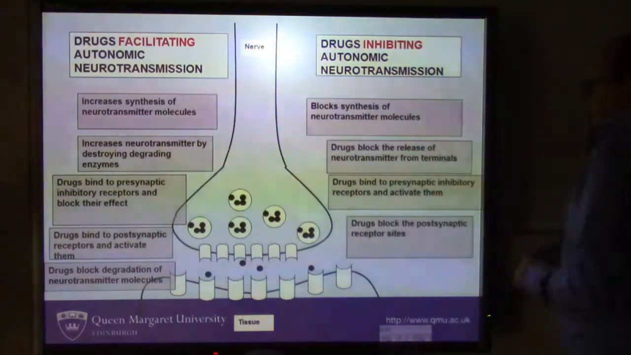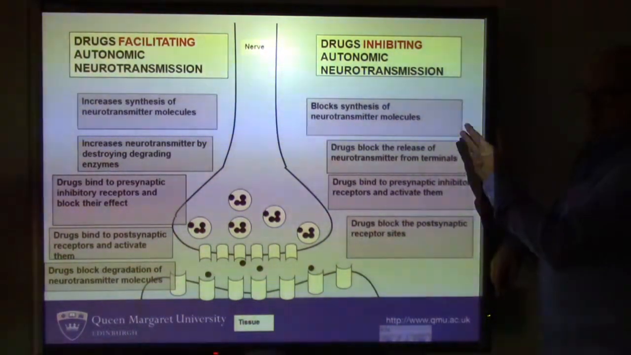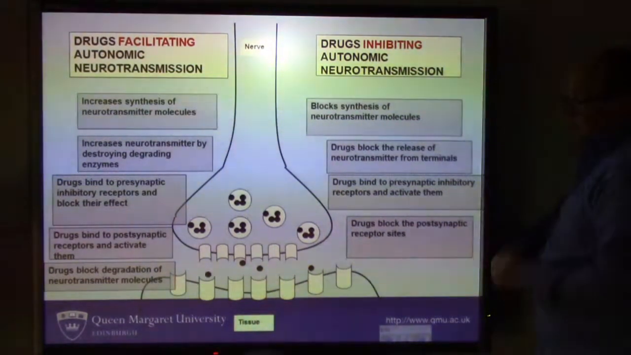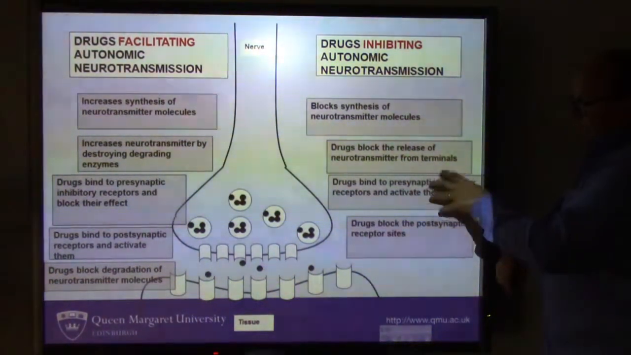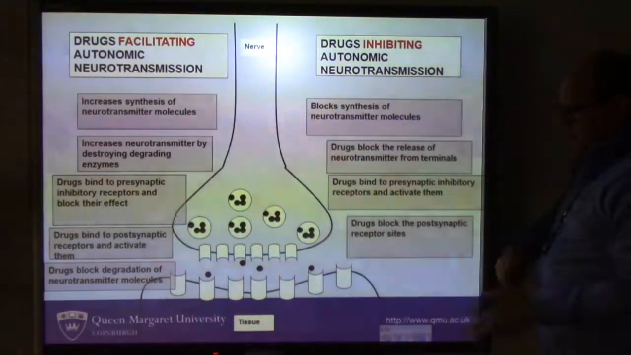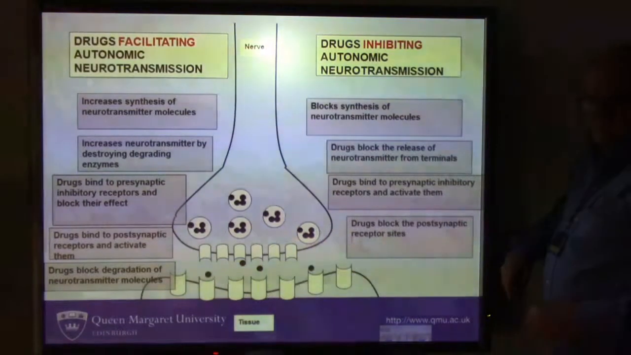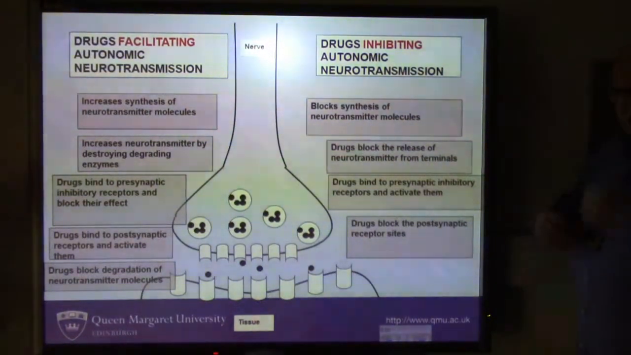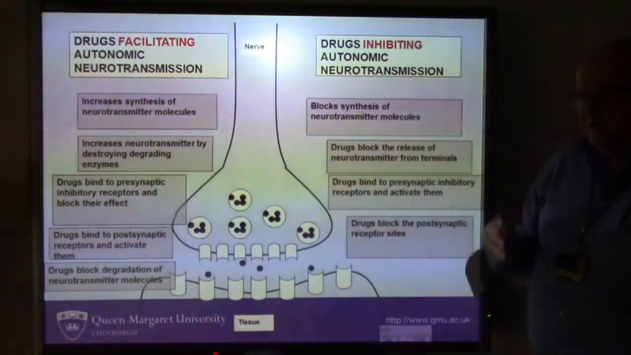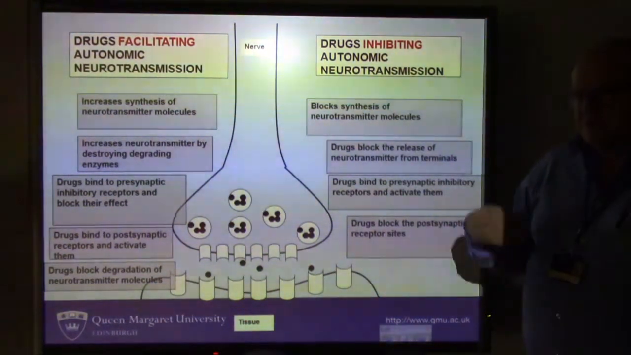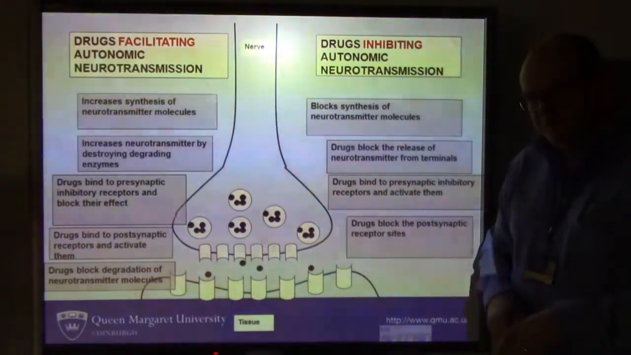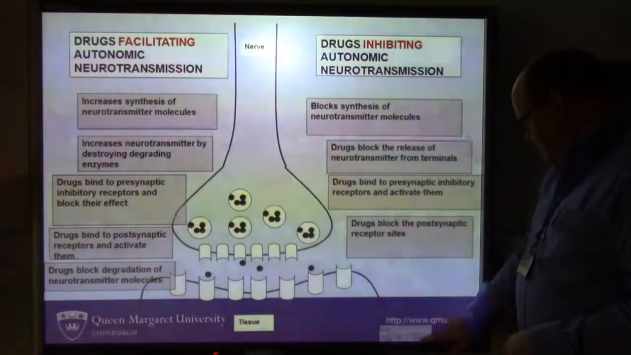Over on this side, if you want to inhibit transmission, you can block the synthesis of the transmitter, you can block the release of the transmitter, you can activate the presynaptic receptors to reduce the release of the transmitter, or you can block the postsynaptic receptors with an antagonist. A multitude of ways that you can interfere with a system when you know that what you've got is a transmitter being released, working on a receptor, coming back off, being broken down and being cleared away.